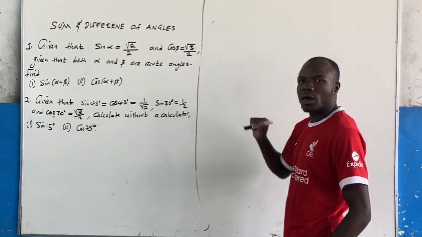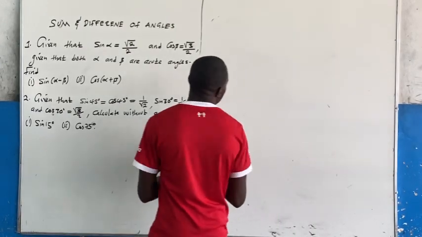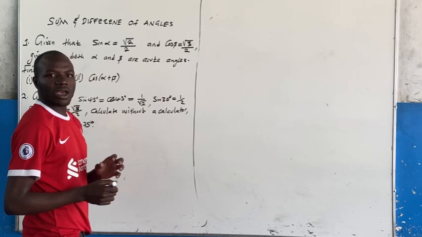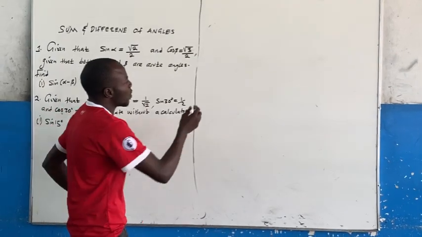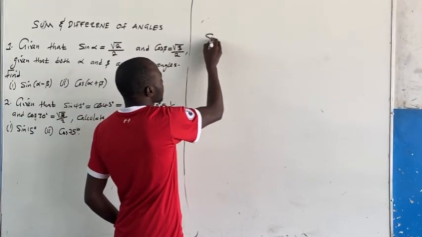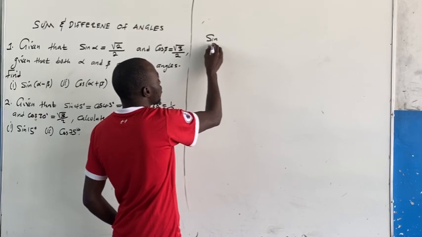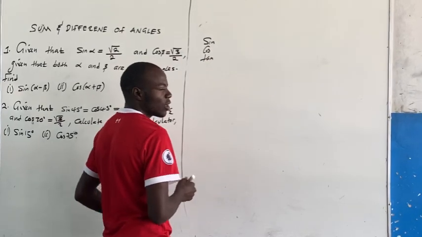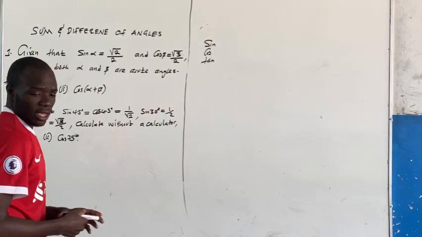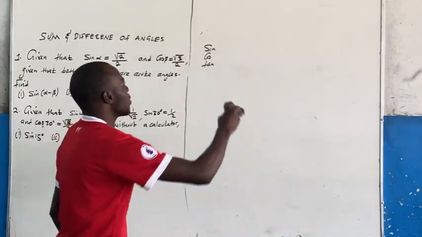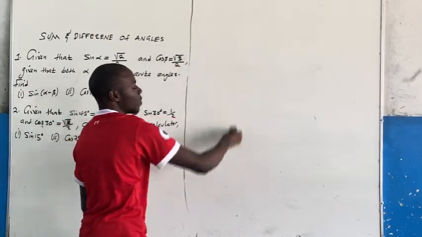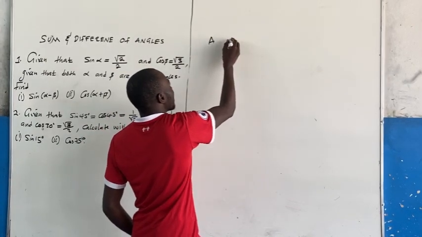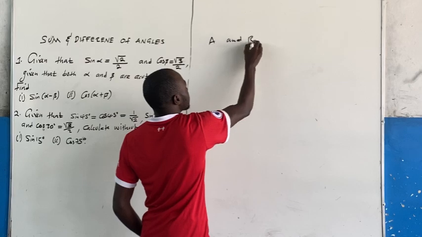and difference of angles. You are aware that under trigonometry we have three basic functions. We have the sine function. We also have the cos function and tan function. Okay. So when we say sum and difference, what do we mean? Let's say we have two angles, angle A and angle B.